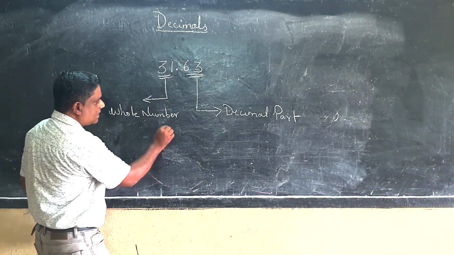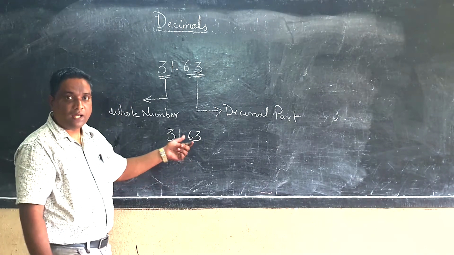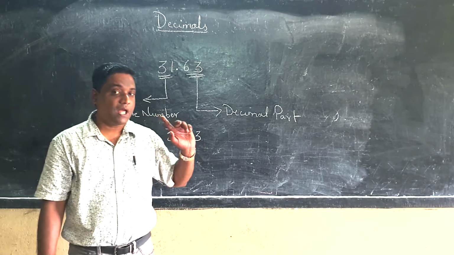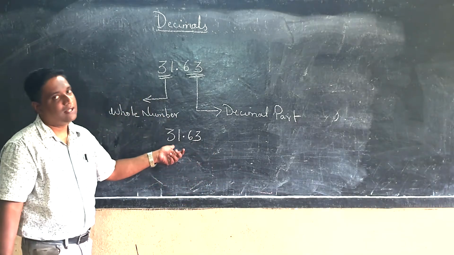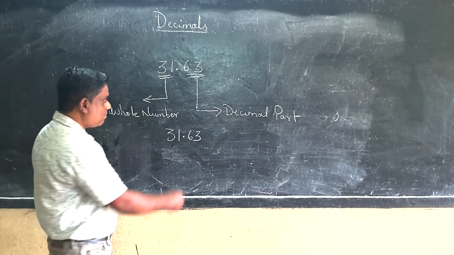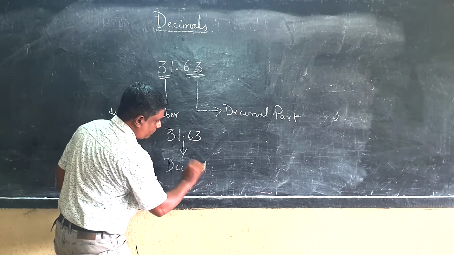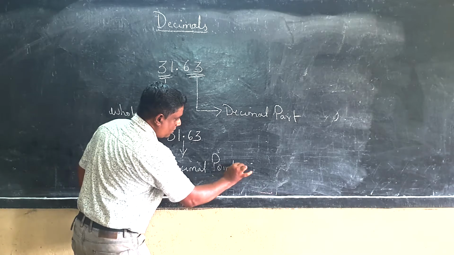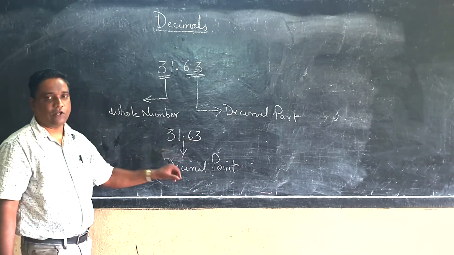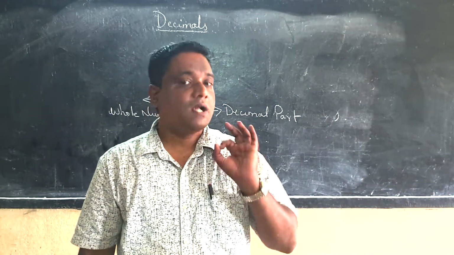So how do I write this? 31.63. Okay, I write 31.60. Why do I write 60? Because it's not having zeros. If you have zeros, you can write only 31. 31.60, this point is said to be a decimal point. So in today's topic we will study what are decimals.